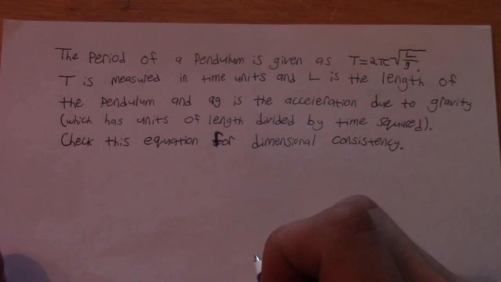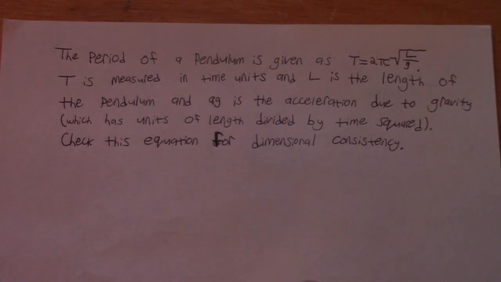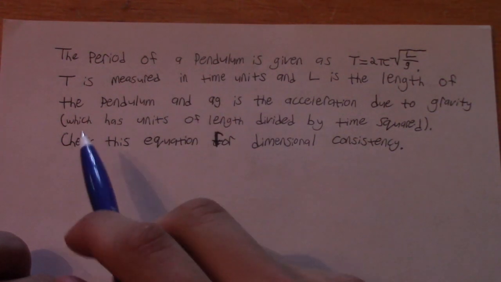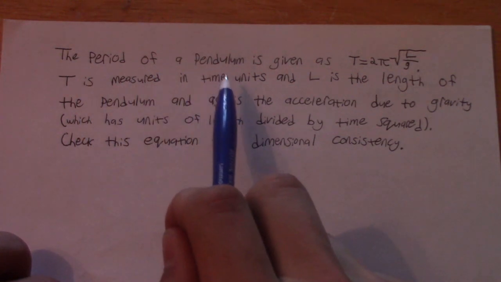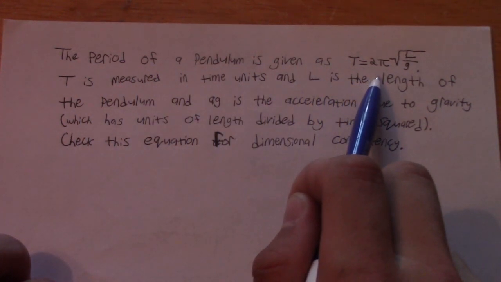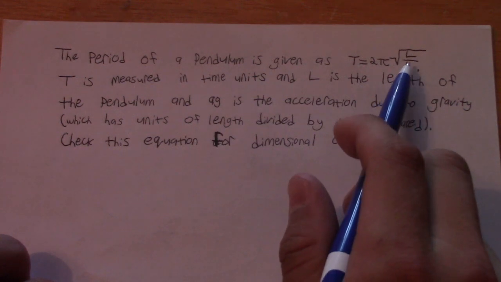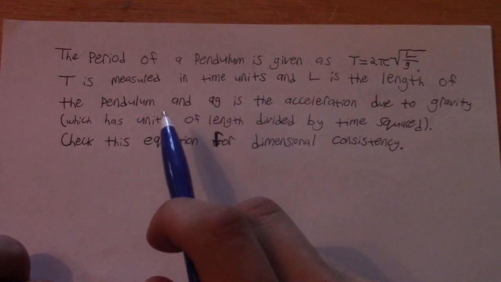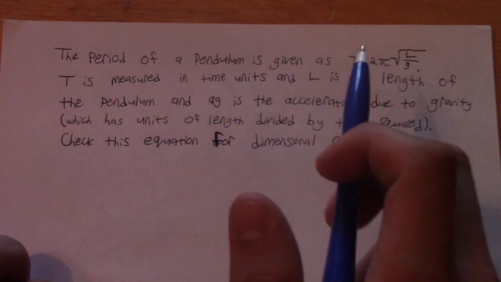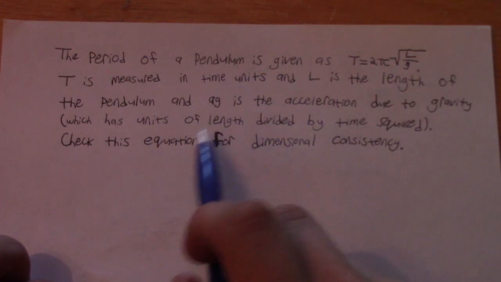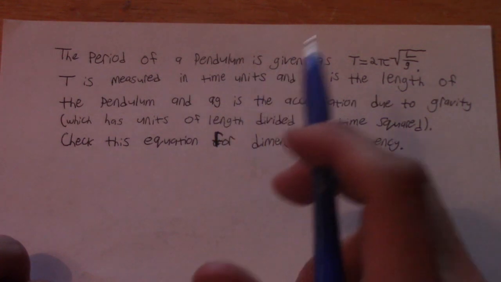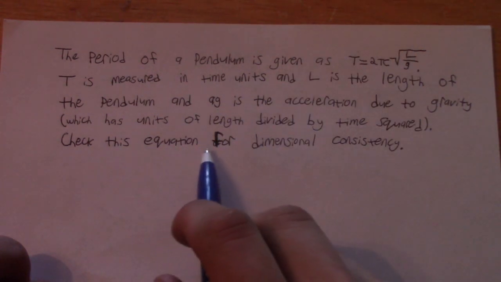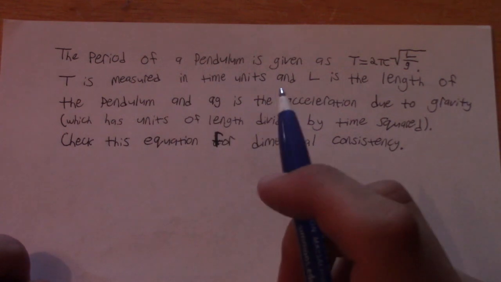Okay, so anybody that's struggling with dimensional analysis, which is essentially just the units at the ends of any problems, can use this video. So let's look at the problem here. The period of a pendulum is given as T equals 2 pi square root of L over g. T is measured in time units, and L is the length of the pendulum, and g is the acceleration due to gravity, which has units of length divided by time squared. Check this equation for dimensional consistency.